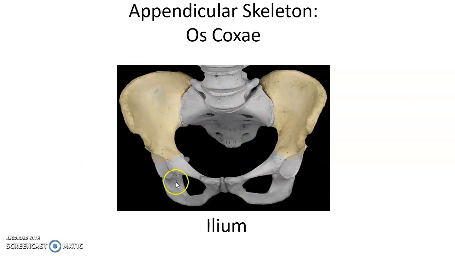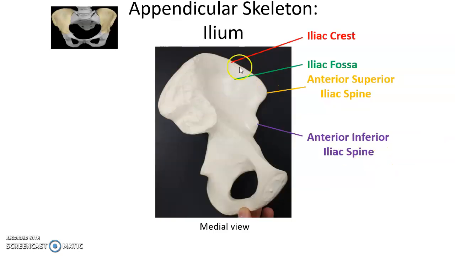All right, os coxae. We'll start with the ilium. The ilium has a long ridge at its top called the iliac crest. Underneath or inferior to the iliac crest is this smooth area known as the iliac fossa, where the intestines would rest, basically. Then we have these two bumps coming out toward the front, the anterior superior iliac spine and the anterior inferior iliac spine. Long names, but basically it's just directions.